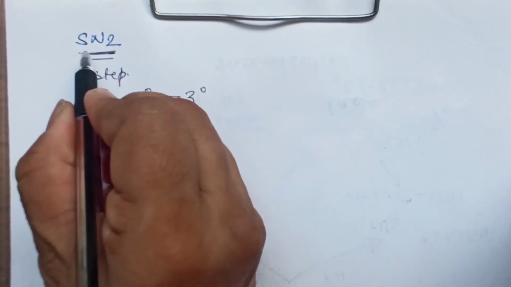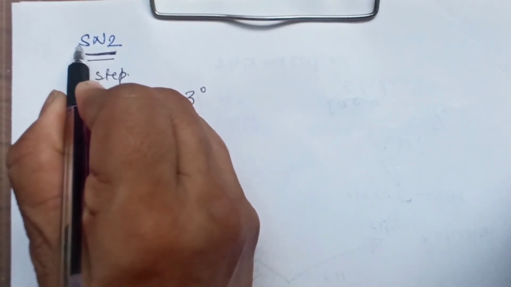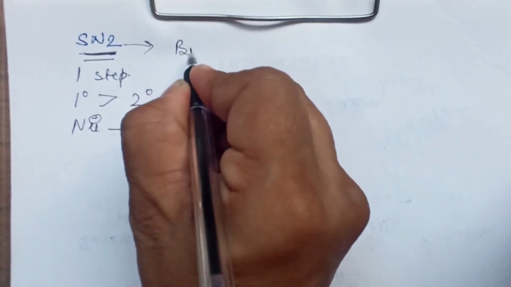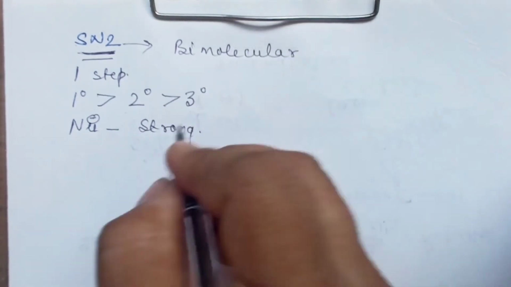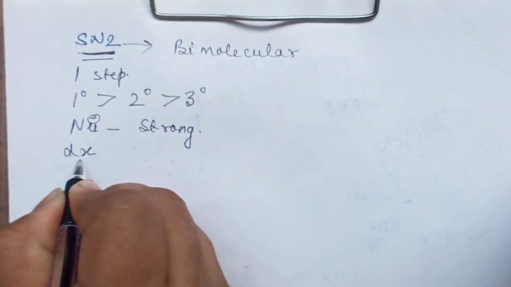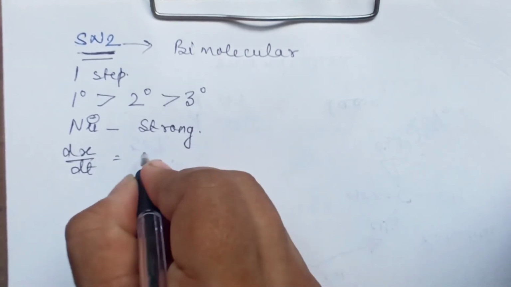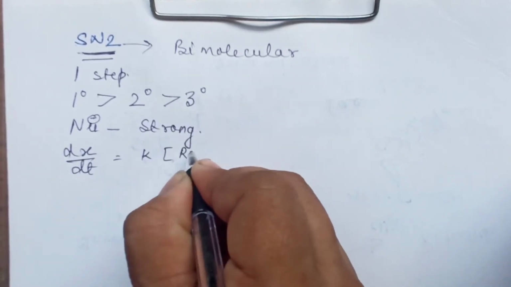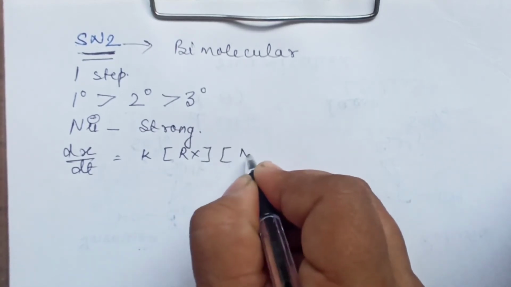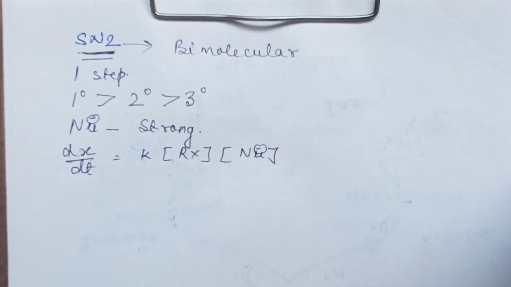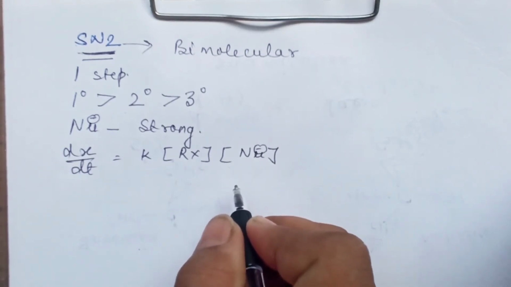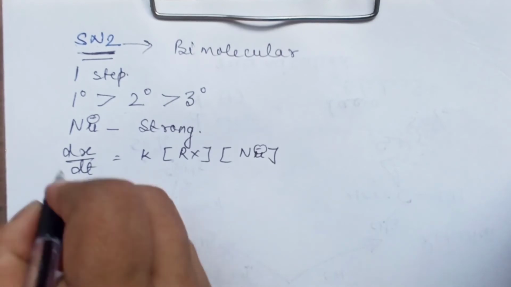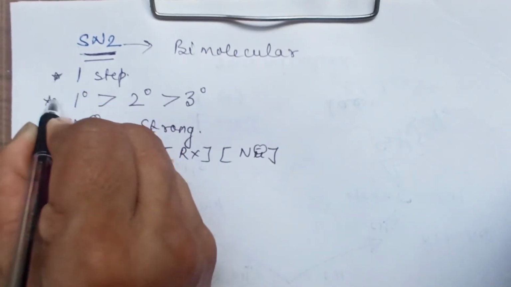If we split it up, S stands for substitution, N stands for nucleophilic, and 2 stands for bimolecular. That means its molecularity is 2. If we write dx by dt, the rate of the reaction will be dependent upon the concentration of alkyl halide and the concentration of nucleophile. It is dependent upon the concentration of both. We will be discussing this part in the mechanism as well. You can mark all these as points, children.